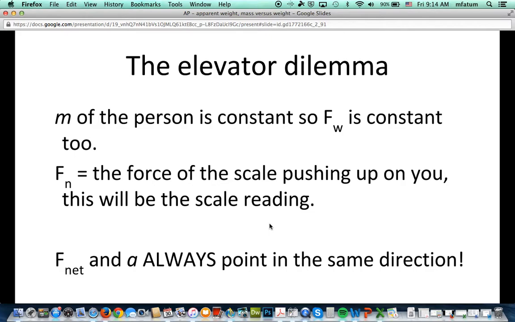That's not going to change. F of n is the force of the scale pushing up on the object. This is going to be the scale reading. F net and acceleration always point in the same direction. So we're going to use this idea in order to figure out, is the scale pushing up on me more or is the scale pushing up on me less than the weight force?